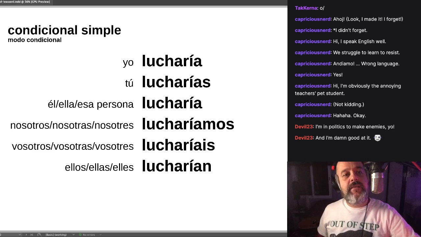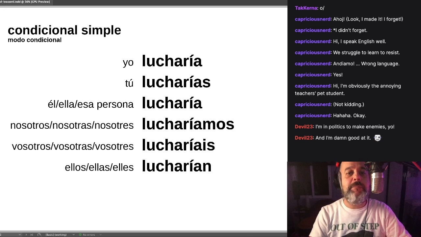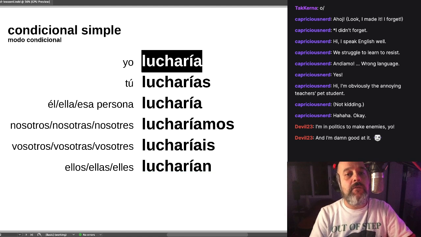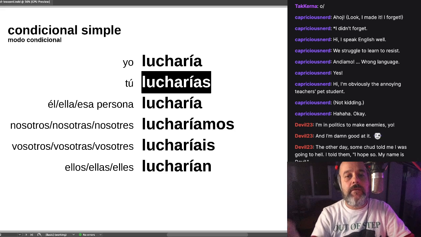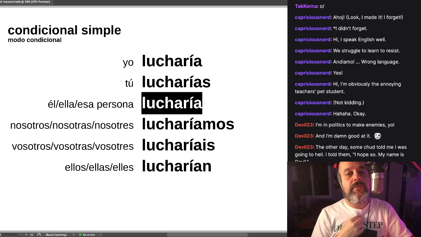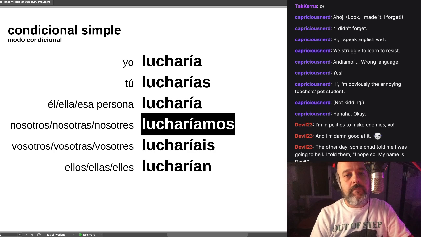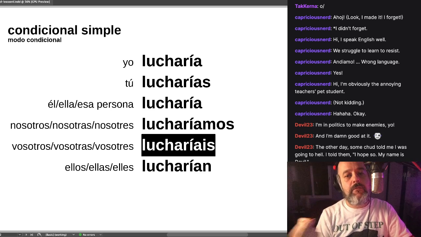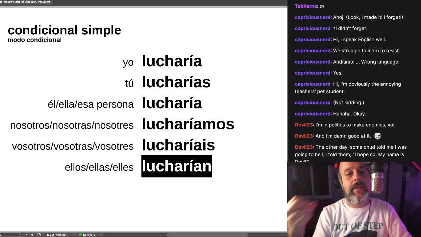Okay, so let's conjugate this. This implies an if situation. I would struggle if I could. Lucharía si pudiese, right? So, yo lucharía, I would struggle. Tú lucharías, you would struggle. Esa persona lucharía, that person would struggle. Nosotros lucharíamos, we would struggle. Vosotros lucharíais, you all would struggle. Ellos lucharían, they would struggle.